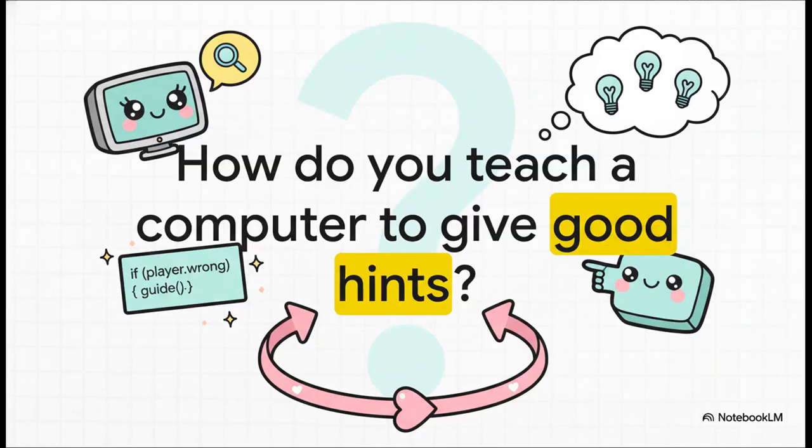Let's get into it. And really, this is the core question, isn't it? I mean, a computer can tell you you're wrong all day long. That's easy. But how do you get it to tell you why you're wrong? To actually guide you toward the right answer? That right there is the difference between a program that's just frustrating and one that's genuinely helpful.